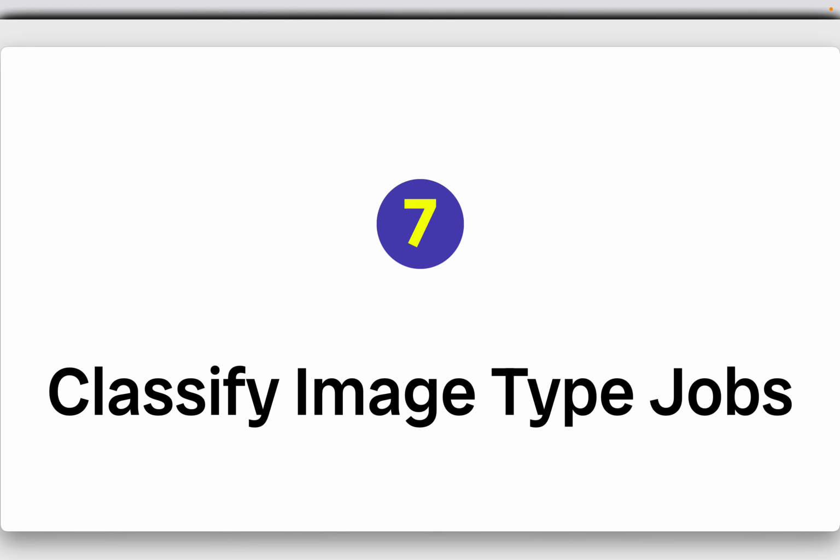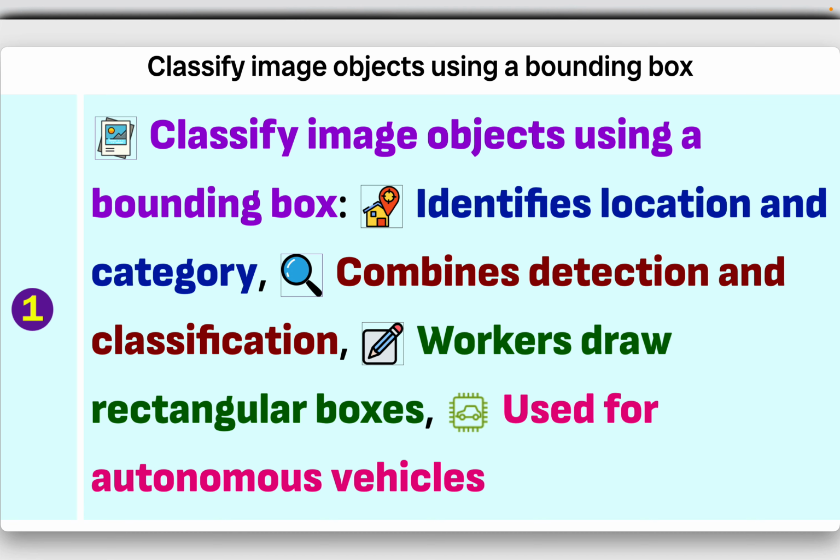Next, classify image type jobs. So there are different types of image classification job types. First one is what we call classify image objects using a bounding box. So this is the first type, and this task type is used to identify the location and category of specific objects within an image. It combines object detection, finding where the object is, with classification, identifying what the object is.